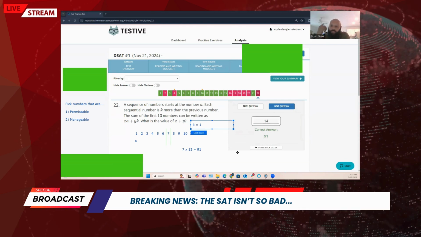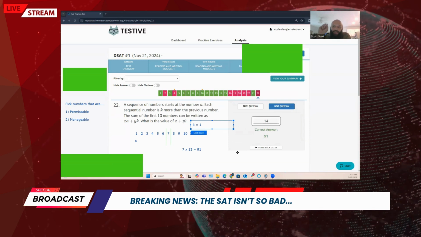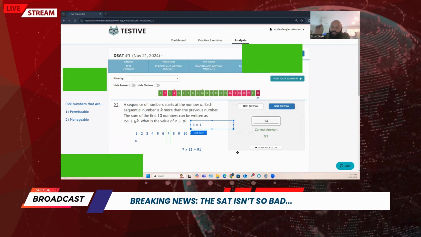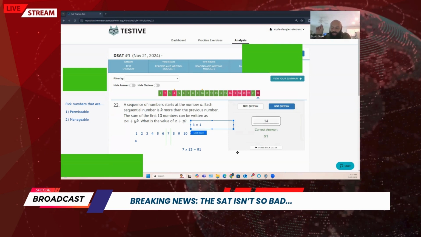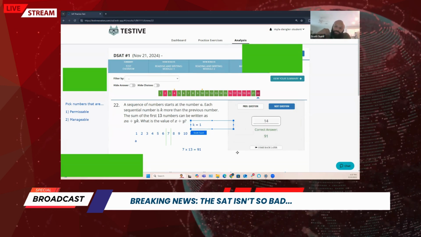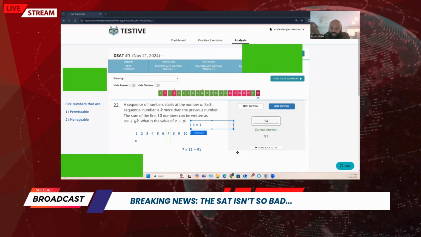Most students spend 4 or 5 minutes on trying to figure this problem out. Really, if you recognize that this is an arithmetic sequence, you can just write 1 through 13, and then it's just 7 times 13 is 91. A student could conceivably do this question in 20 seconds.